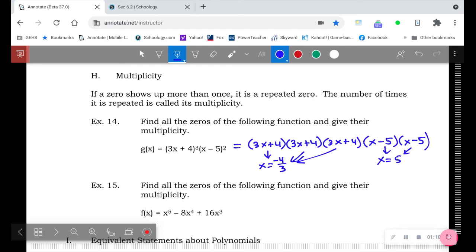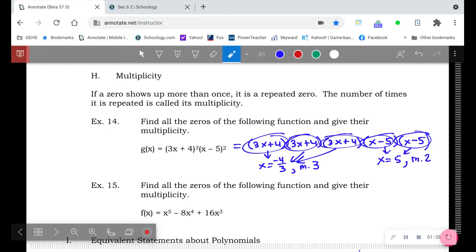Now, the first one shows up once, twice, 3 times, so its multiplicity is 3, whereas here it would only show up twice, so it has a multiplicity of 2. So you can put the multiplicity here. If you just do an M with a period, I'll take it to mean multiplicity. And down here, the multiplicity is 2.